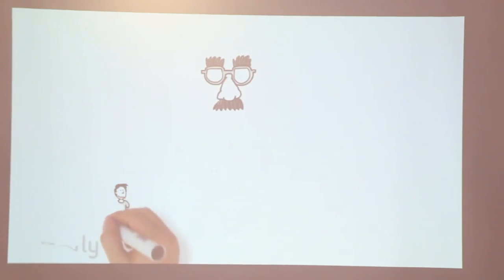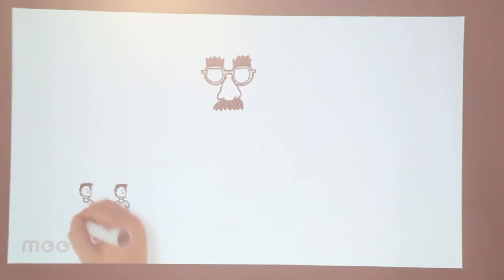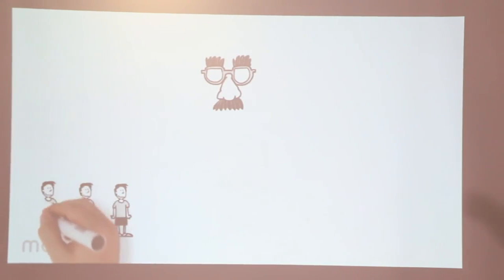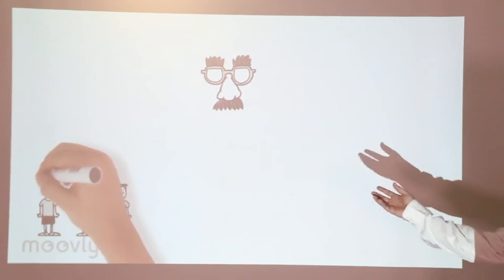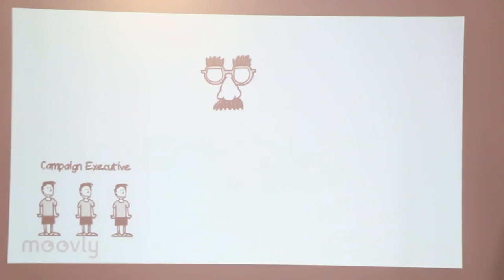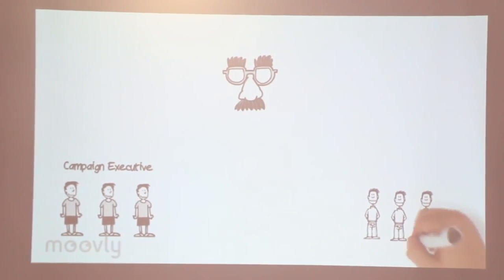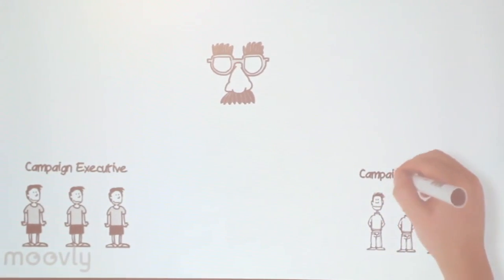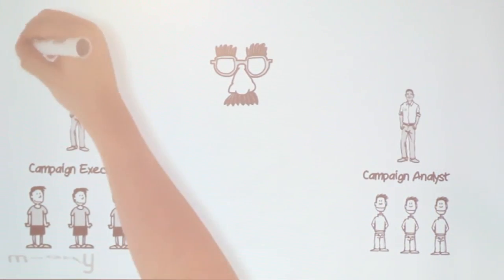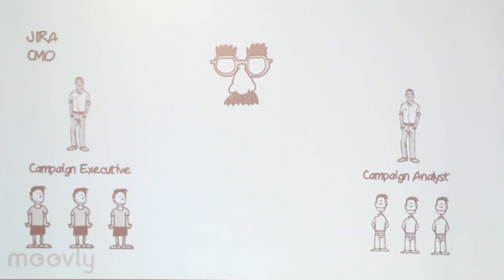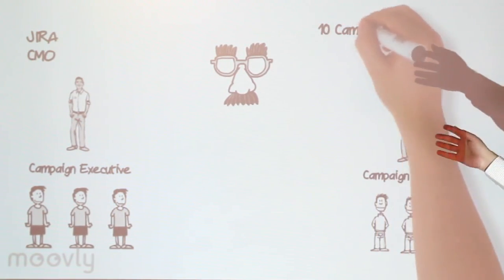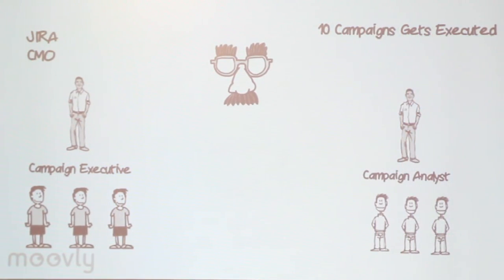We have a team over here for 10 campaigns, and I get one more guy. These are a team of campaign executives. These are another team, with more campaigns and so more people over here. This is a team of campaign analysts. So the task gets divided. Everyone takes up 2 campaigns, 3 campaigns. These are the senior data analysts. They use Jira and CMO. And the 10 campaigns get executed.